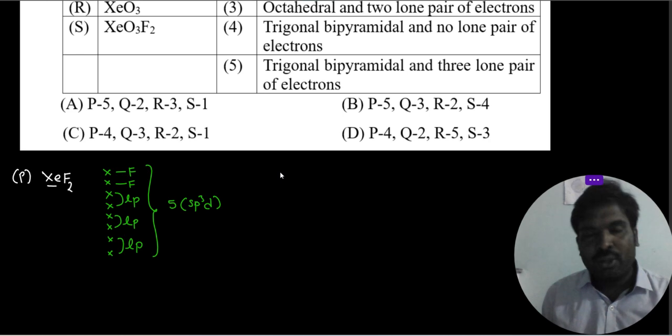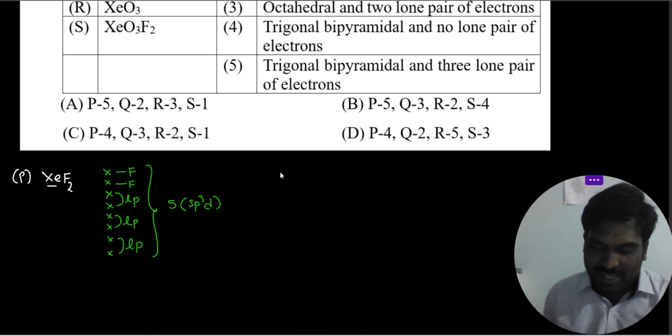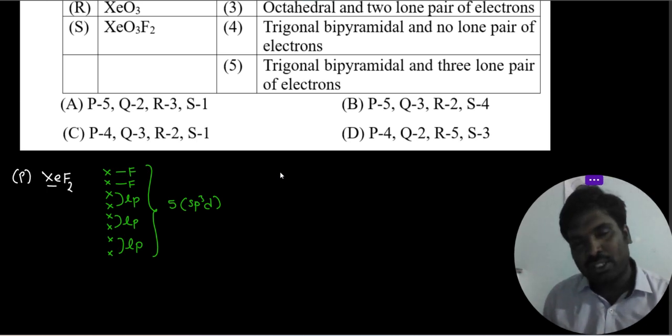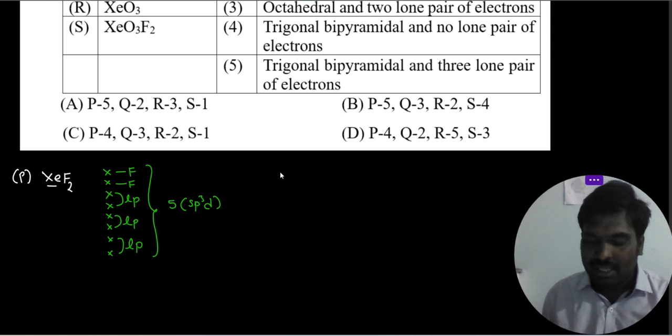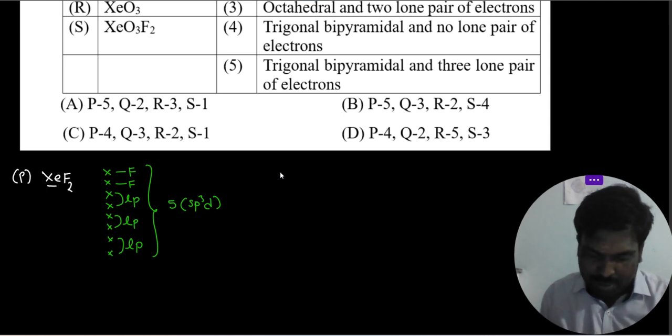Now, there are two things: shape and geometry. Geometry means we count lone pairs and bond pairs all. Shape means only bond pairs. Here 5 means we take lone pairs and bond pairs all, so the geometry is trigonal bipyramidal.